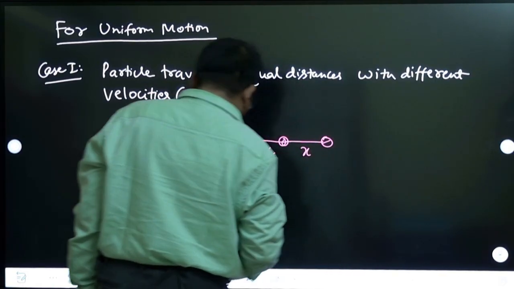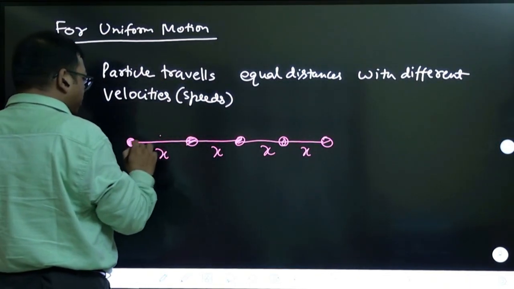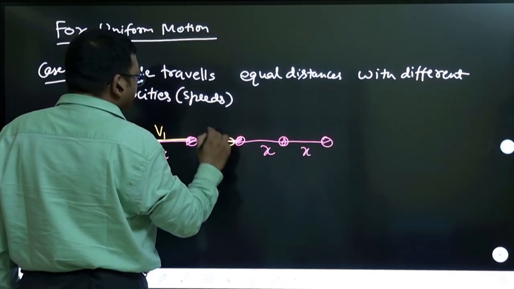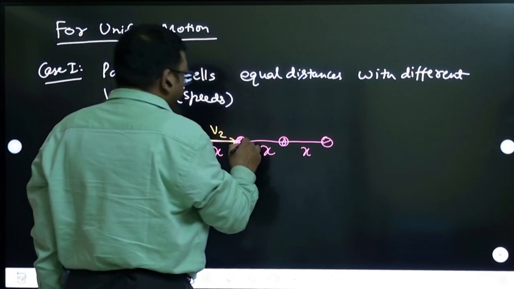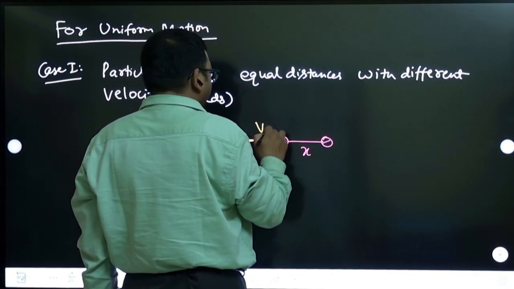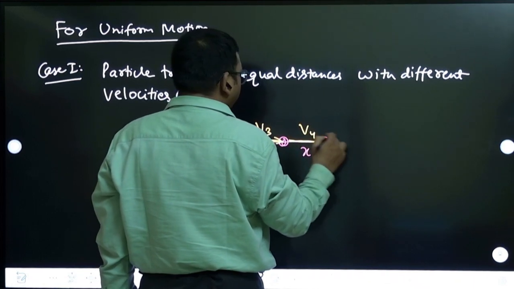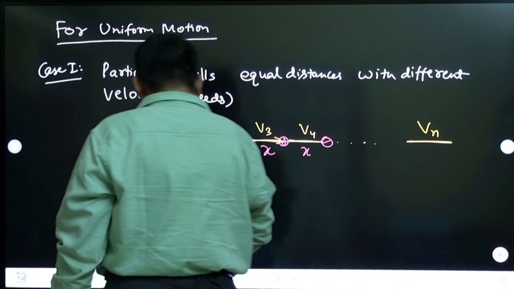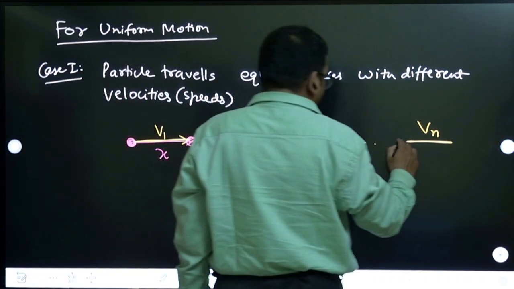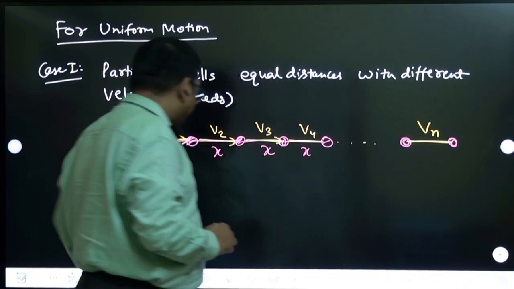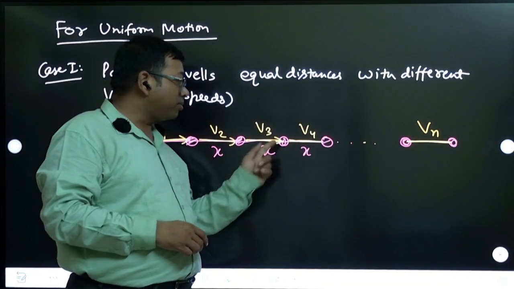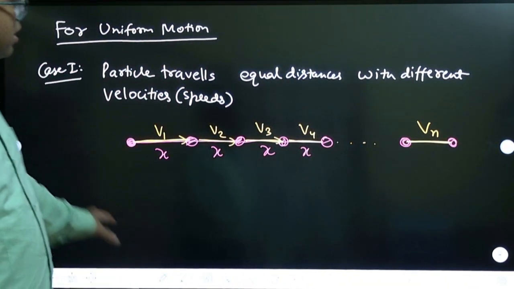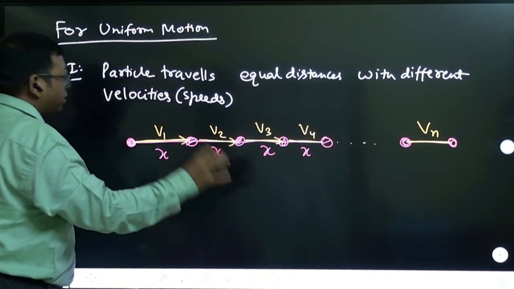It is traveling x like that, but from here to here the speed is v1, from here to here the speed is v2, or you can take velocity also. Similarly, here to here velocity is v3, here to here velocity is v4. Like that it is going, and the last motion you can take as vn. N motions are happening. Maybe first he is going by cycle, then by car, then by bus, then by train. So he has different speeds, but he is traveling equal distances.